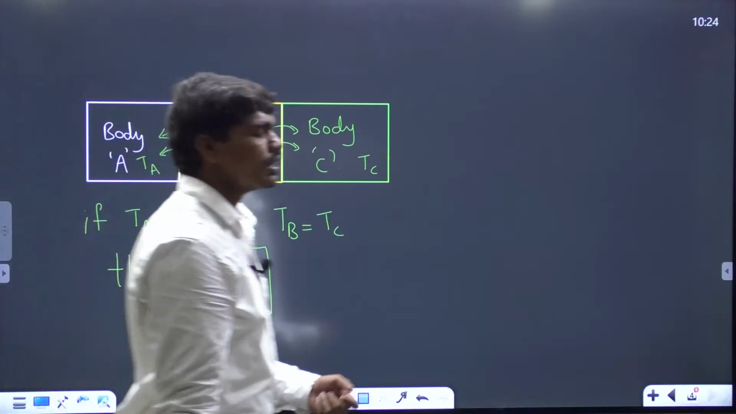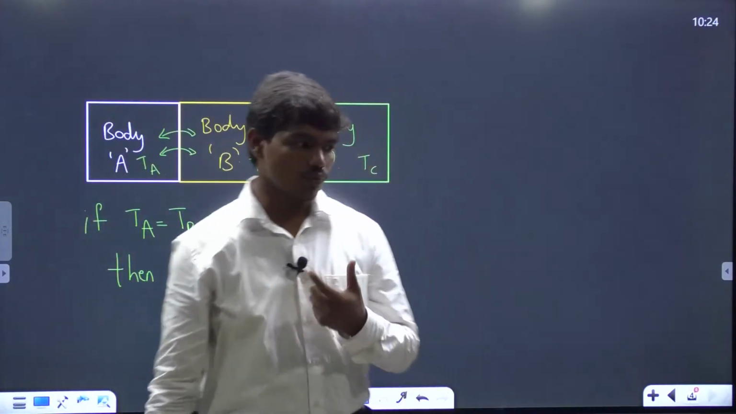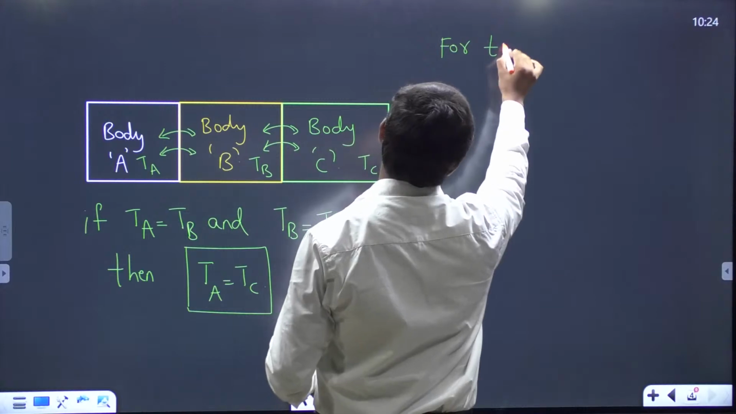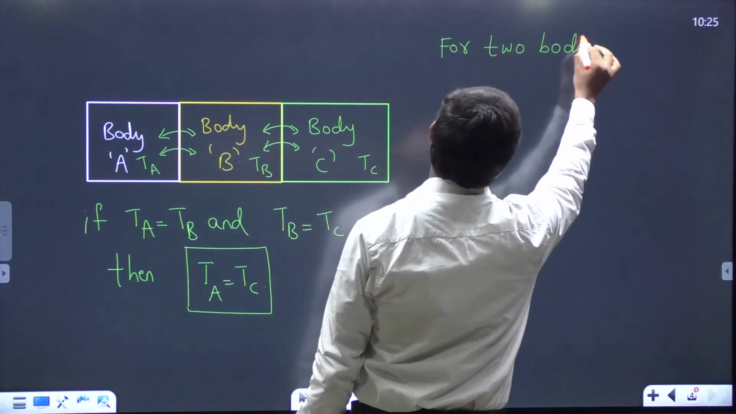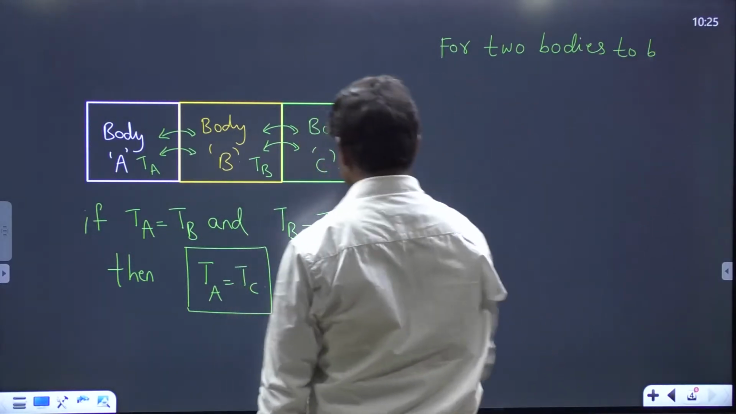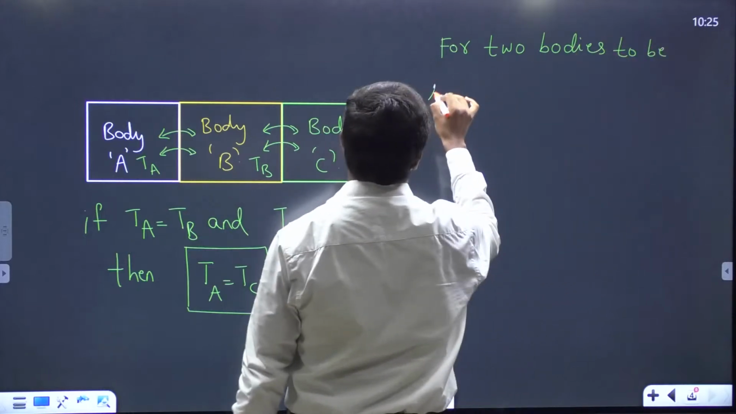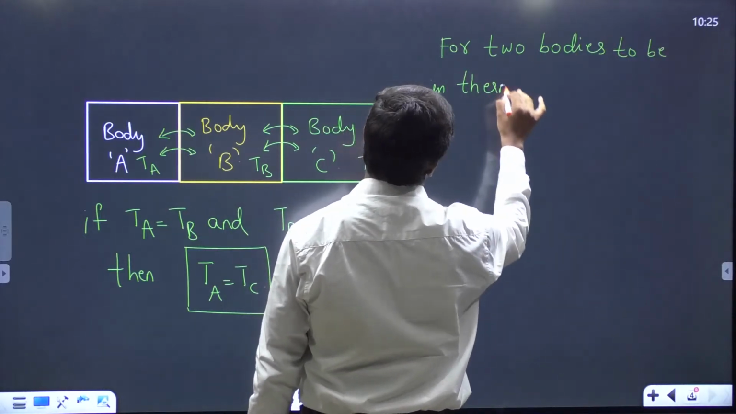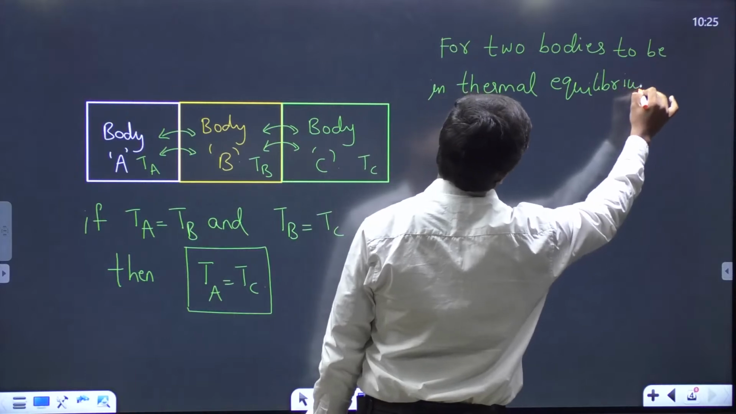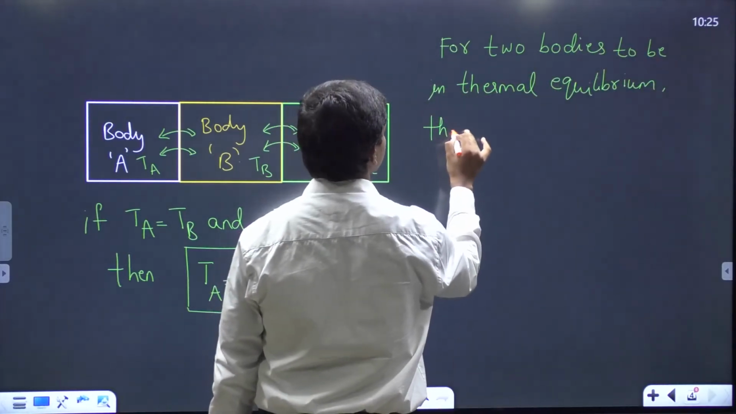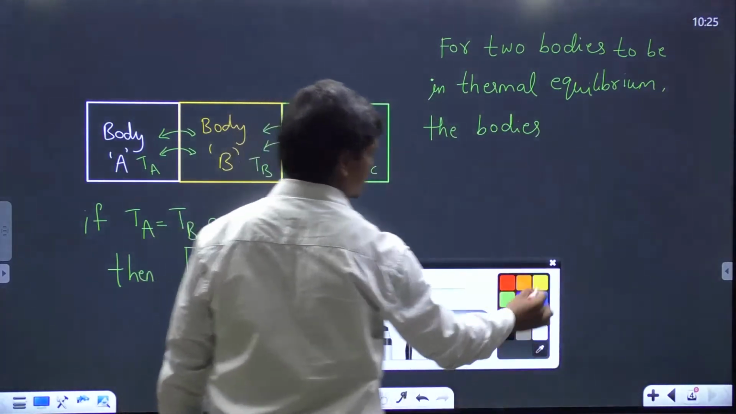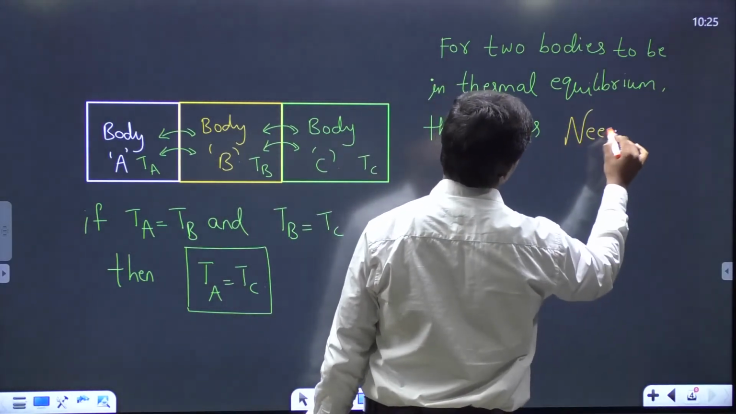So one important point, actually this is a quite simple property, but one important result they observed from this is that for two bodies to be in thermal equilibrium, means to have the same temperature, the bodies need not be in physical contact.